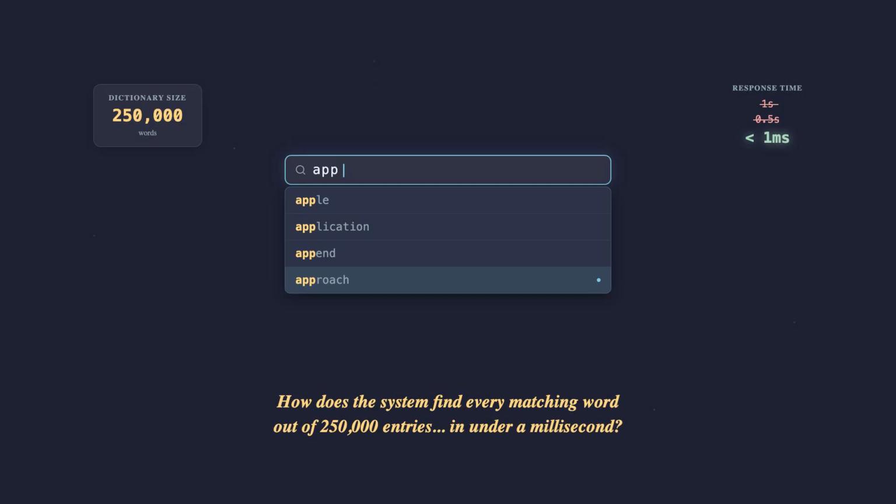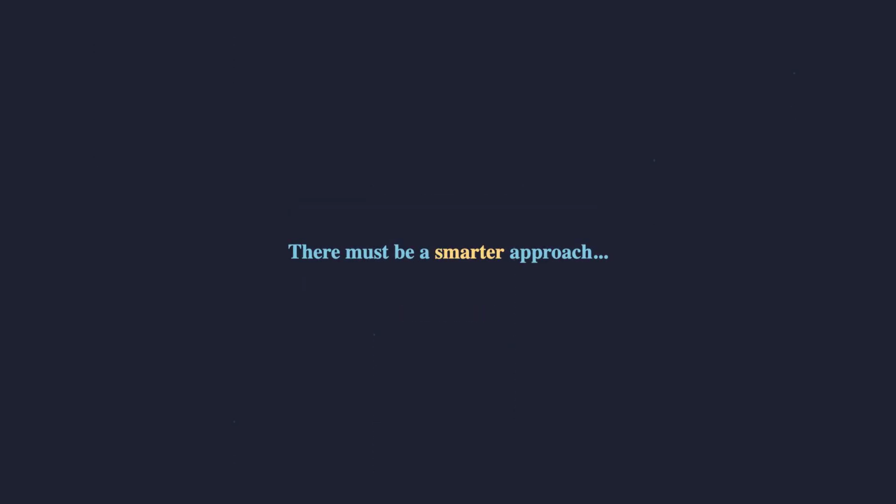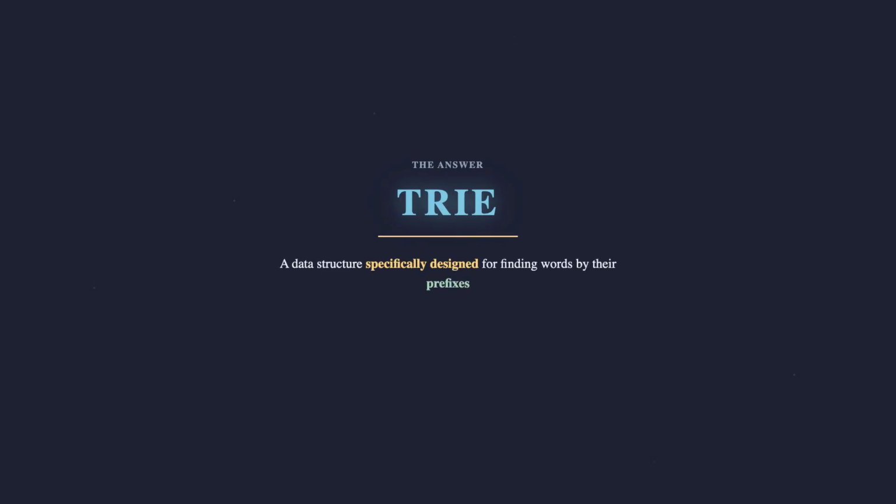So how does the system find every word starting with those 3 letters, out of 250,000 entries, faster than you can blink? The brute force answer would be to check every single word. But that's clearly too slow at this scale. There must be a smarter approach. The answer is a data structure called a trie. It's specifically designed for exactly this kind of problem, finding words by their prefixes. And by the end of this video, you'll understand exactly how it works, step by step.